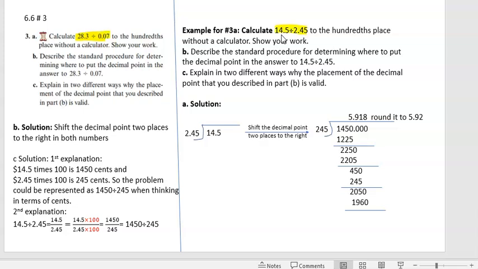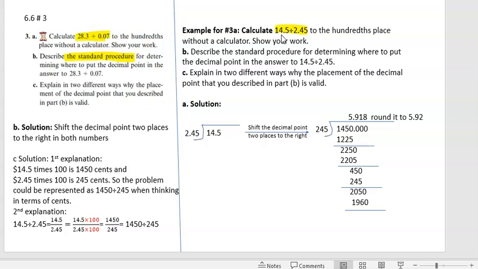And secondly, we need to describe the standard procedure. So for example, how do we divide decimals? It's like step 1, step 2, step 3. Finally, explain in 2 different ways why the place of the decimal point you described is valid.